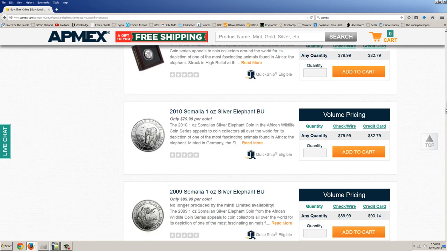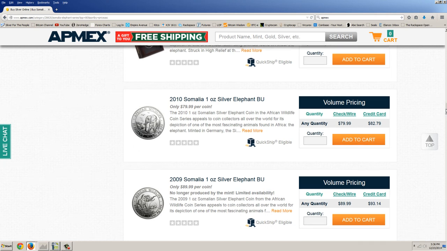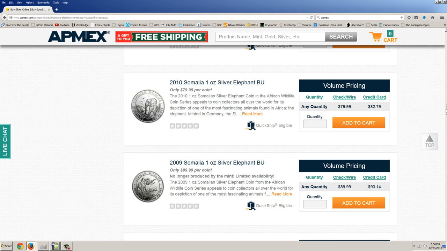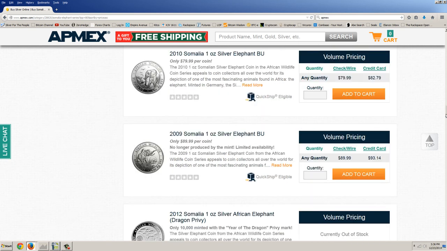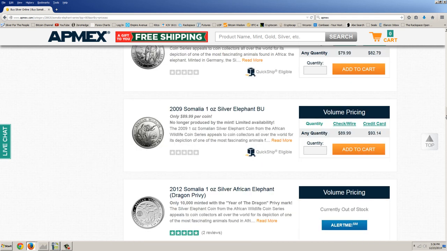Strictly 1 ounce. Now, once I get through the main 1 ounce coins, I'm probably going to go through and do a review of the half ounce coins. Hopefully I can complete that before the end of the year. So you can see here's your 2010 coming in here at $80. Right behind it's the 2009 at $90.